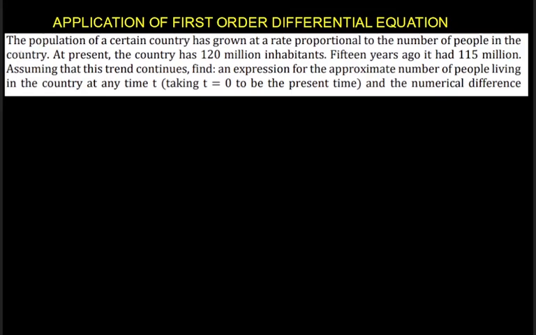To solve this problem, we are going to analyze the first sentence mathematically. If you read the first sentence, you have that the population of a certain country has grown at a rate proportional to the number of people in the country. We are going to have that our dP over dt is proportional to P. Now, if you haven't watched our introductory video on applications of first order differential equations, I urge you to do so.